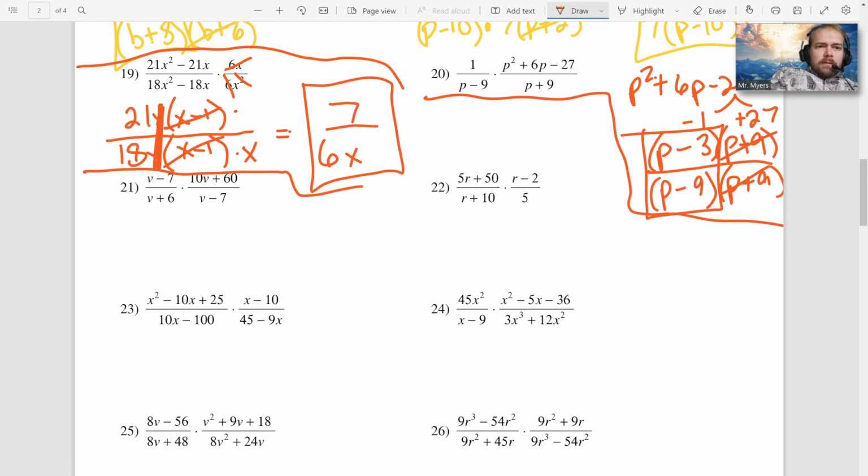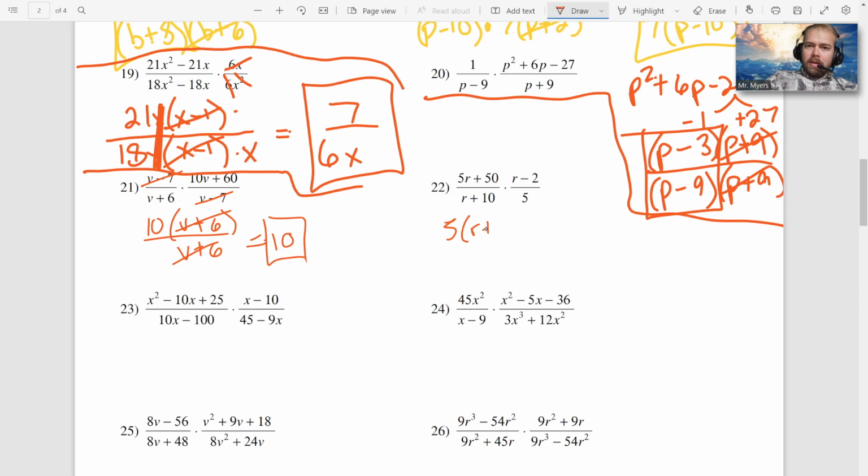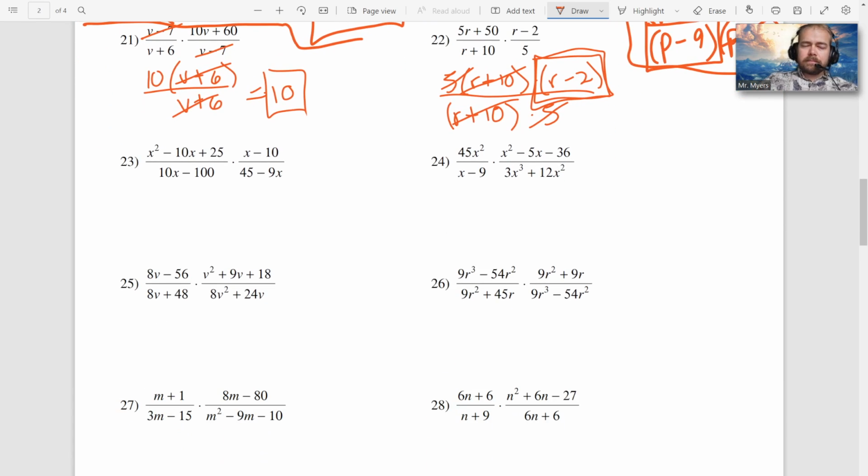Okay. V minus 7s cancel right off the bat. Don't even have to wait to do that one. 10, and then v plus 6 over, look at that, v plus 6. The answer's 10. All right. Now let's see. 5r plus 50. Factor out a 5. And you have r plus 10 times r minus 2 over r plus 10 times 5. So 5's cancel, r plus 10's cancel. R minus 2 is the answer. All right, that wasn't that bad.